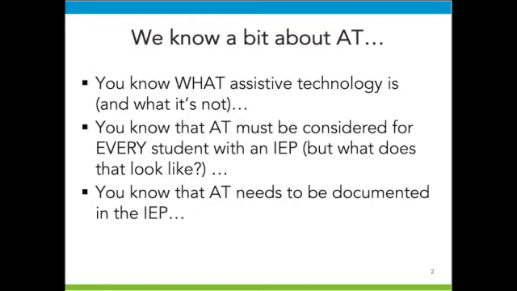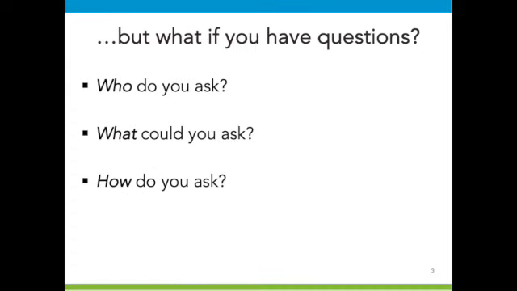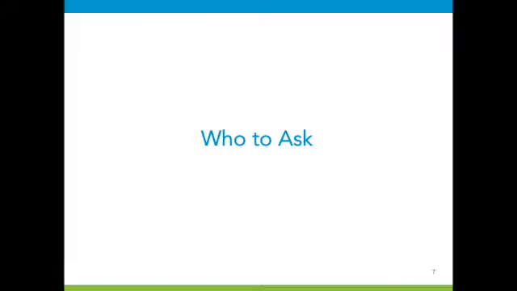We know a little bit about AT already. You know what assistive technology is and what it's not. You know that AT must be considered for every student with an IEP, but maybe we don't know what that looks like. And you know that AT needs to be documented in the IEP. But what if you have questions? Who do you ask? What do you ask? How do you ask? So let's look at who we need to ask.